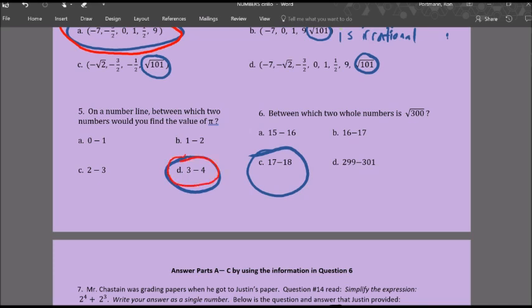And then between which two whole numbers is the square root of 300? You figure out which two perfect squares it's in between. It's in between 289, which is 17 squared, and then this is going to be 18 squared, which is 324. And my pen won't work on this side of the screen for some reason. So it's in between the square root of 289 and the square root of 324. So it's in between 17 and 18. So your answer is 6.